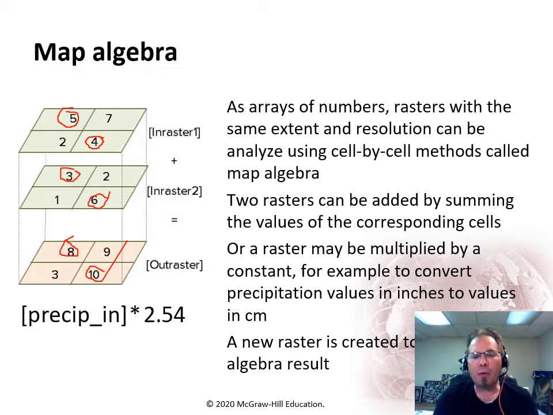raster. The other thing you can do with this is take a raster and multiply it by a constant. So if I have precipitation in inches and I know the formula to go from inches to centimeters, I just type that into the raster calculator and it does a cell by cell conversion, taking the input, which is precip, times 2.54. So the output is a new raster with each cell now being in centimeters.